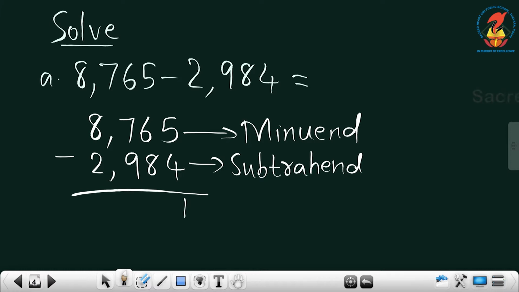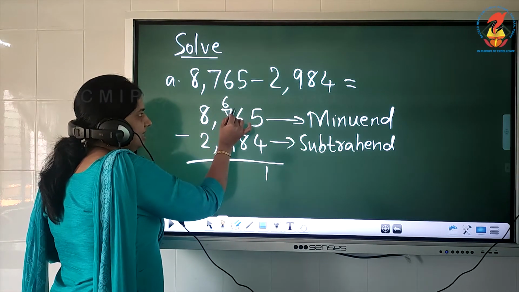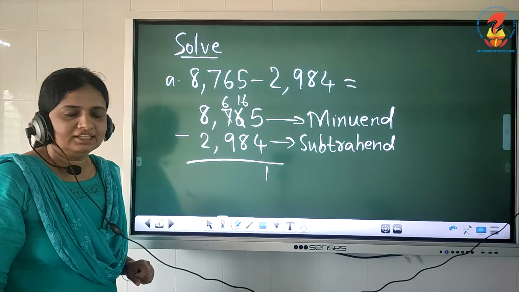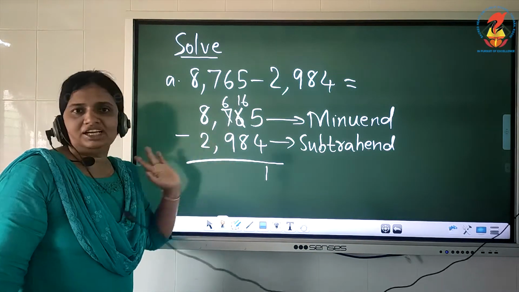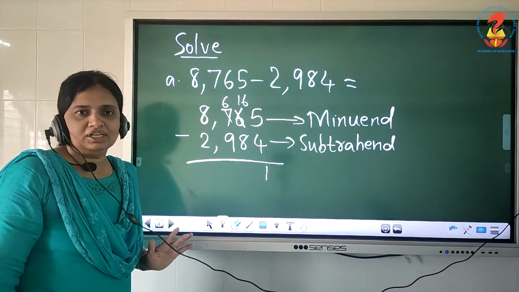And 6 minus 8, is it possible in subtraction? No. Subtraction is always from the bigger number. So I need to make it bigger. How can we make this number bigger? We need to borrow 1 from here. It will become 16. Is it clear? Then 16 is bigger than 8, so you can subtract. 16 minus 8 is 8.